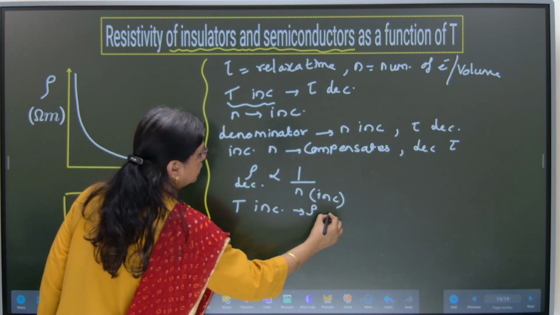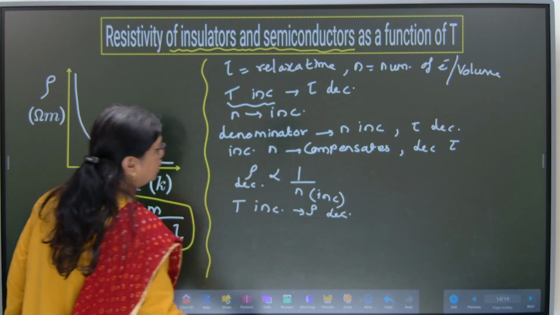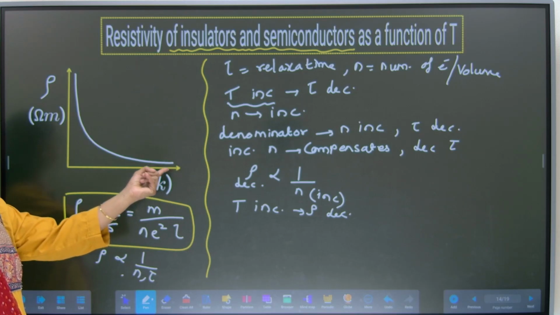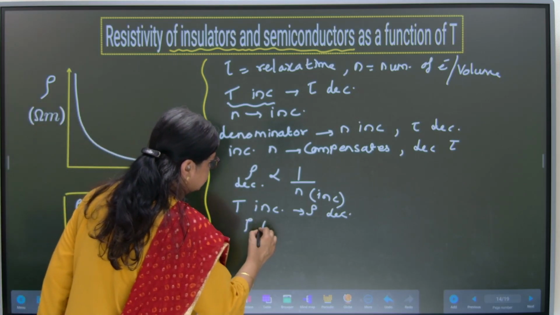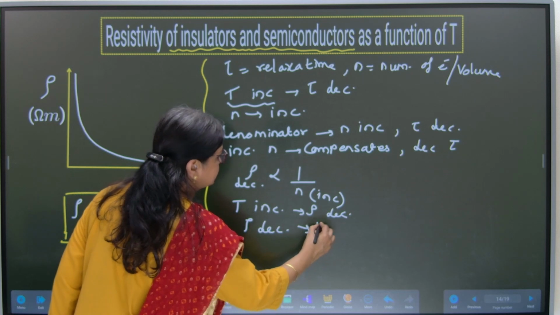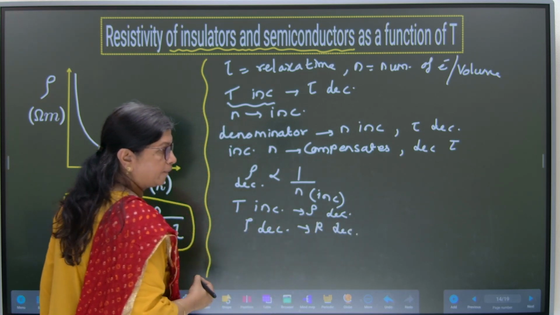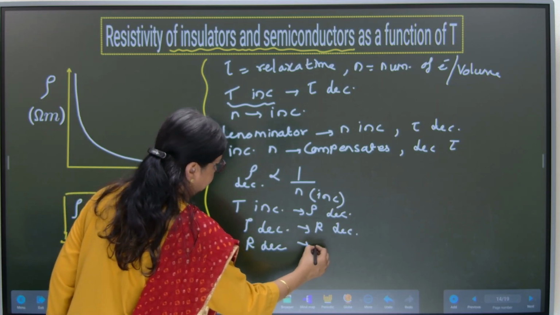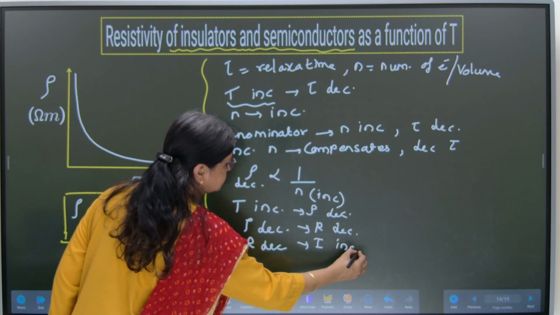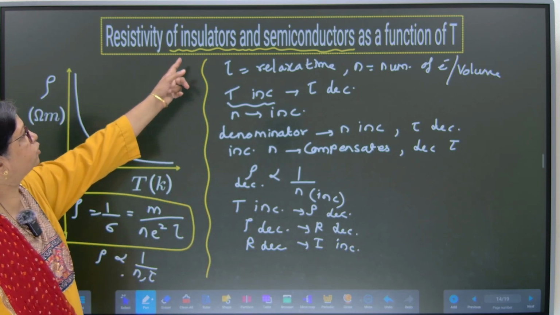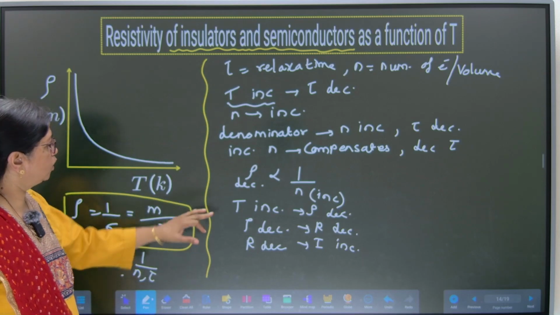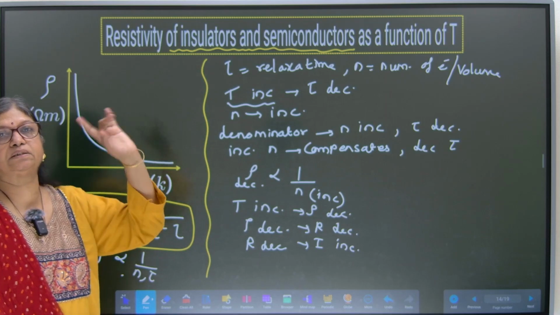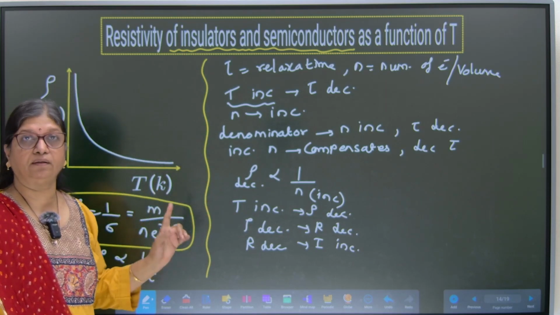Temperature increases, rho decreases. As rho decreases, resistance decreases. Resistance decreases, current increases in an insulator or a semiconductor. So, as temperature increases, rho decreases, which is the graph shown here.